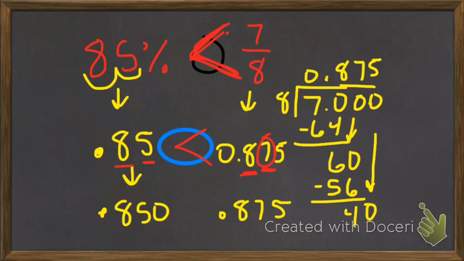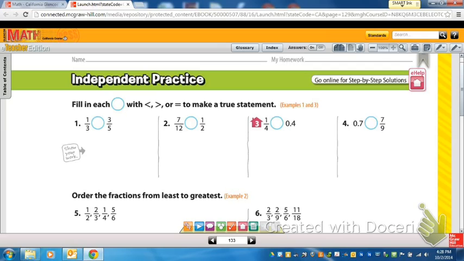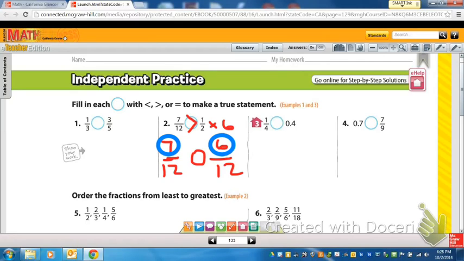Let's take a look at some of their homework problems. So number 2, we have 7/12 and a half. 7/12 is fine just the way it is. But we're going to multiply this by 6, so we have a common denominator of 12. So we'll have 6 over 12. And then we look at the numerators of 7 and 6 and see that 7 is greater than 6. So 7/12 is greater than a half.